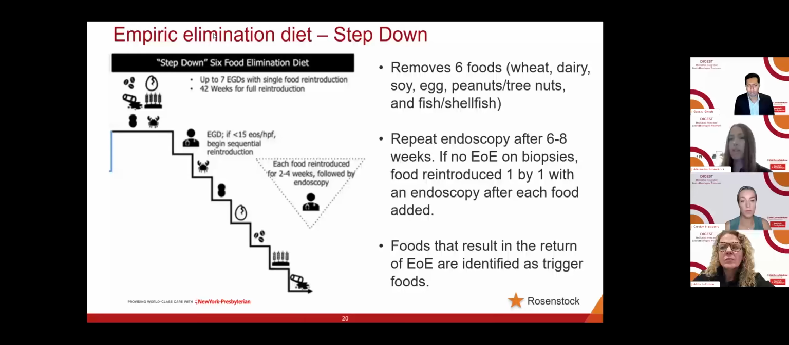And then after 6 to 8 weeks of doing this, we do another endoscopy. If we do not see those eosinophils greater than 15 per high power field, then we've established that the patient responded to the diet. And then we do this stepwise reintroduction to try to figure out what food group or groups was causing the eosinophils to begin with. So we reintroduce foods one by one, doing an endoscopy after each reintroduction.